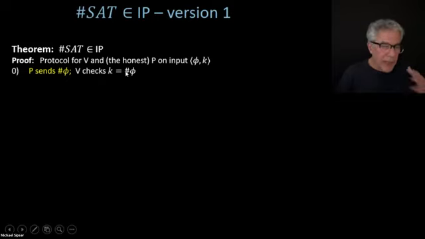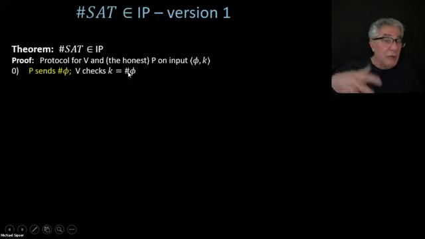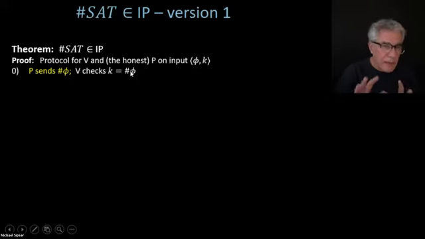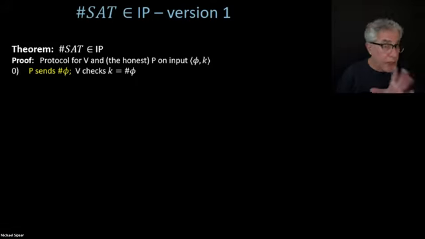So that's why we have to have the big enough field there so that we can represent numbers up to the number of potential satisfying assignments, but that's a side note. But anyway, P sends, this is exactly what we did before, no change. The number of satisfying assignments, if you like.